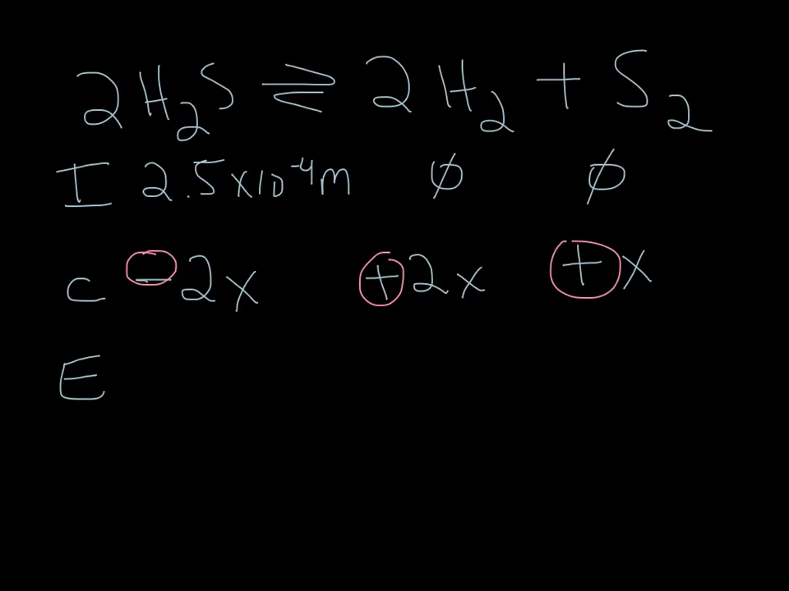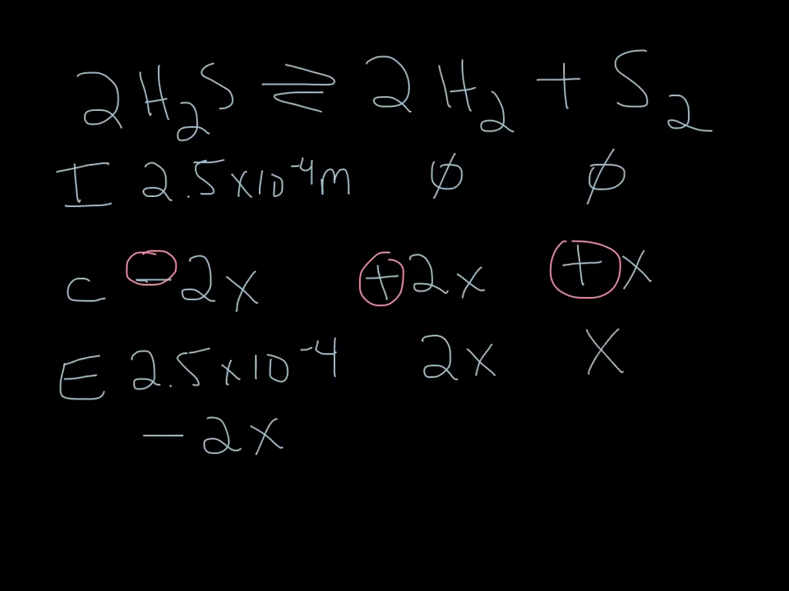So then my equilibrium concentration is going to be the initial amount with the change. So for my H2S, it's going to be 2.5 times 10 to the negative 4 minus 2x. I had 0 of the other two, so my equilibrium amount of H2 is going to be 2x, and of S2 is going to be just x.